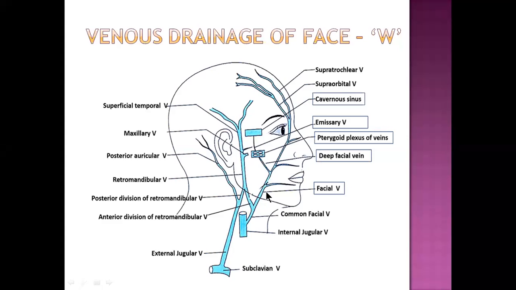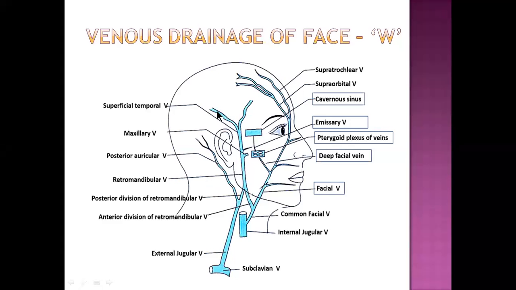The anterior division, I told you, joins with the facial vein. The posterior division goes backward, and it joins with a vein called the posterior auricular vein just behind the ear. They come and join together, and it forms the external jugular vein, which drains into the subclavian vein. Very important. This diagram is very important.